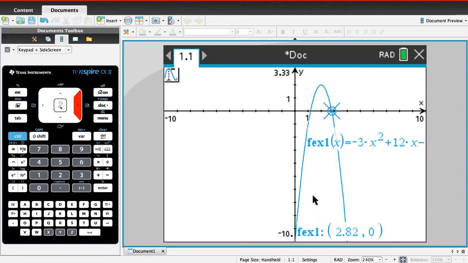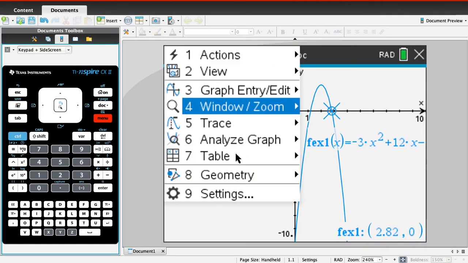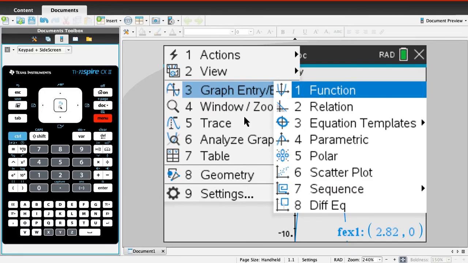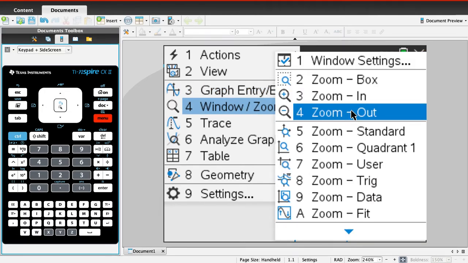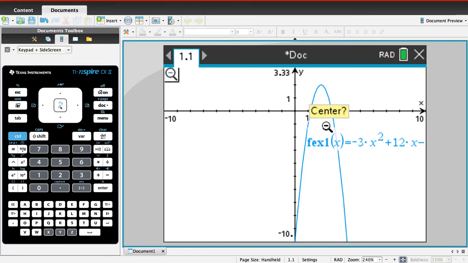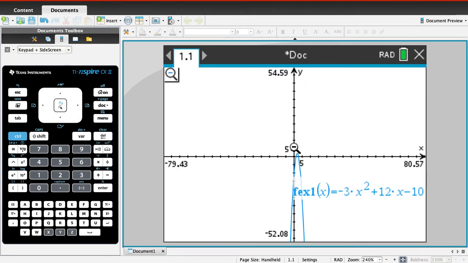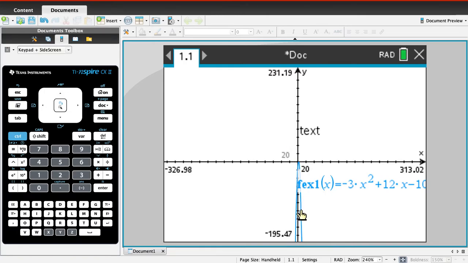But that range, notice how whenever I zoom out, let me see if I can get it to zoom out here. Menu, zoom out. All right, I'm just going to keep zooming out, way out. Okay, so look at that. So it does look like it's going to keep going eventually, but this is the highest y value that I'm going to have. There at 2.